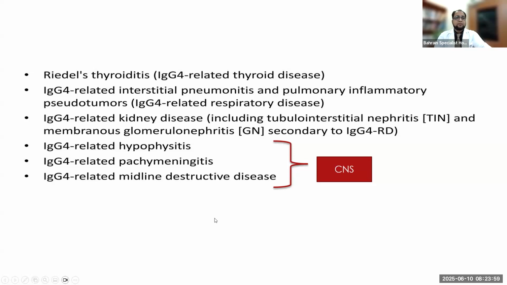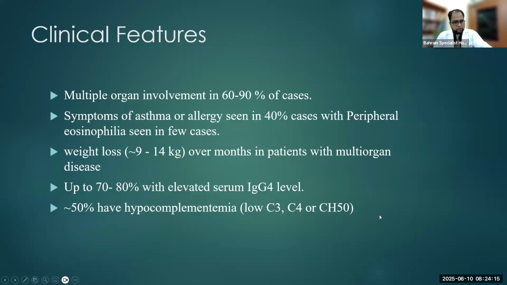In the kidney, it presents as tubulointerstitial disease and membranous glomerulonephritis. CNS involvement has been shown as IgG4 related hypophysitis, pachymeningitis, and midline destructive disease. Coming to the clinical features, organ involvement is most commonly seen in 60 to 90% of cases, and nearly half of the cases show asthma or allergy symptoms, and peripheral eosinophilia is seen in a few cases.